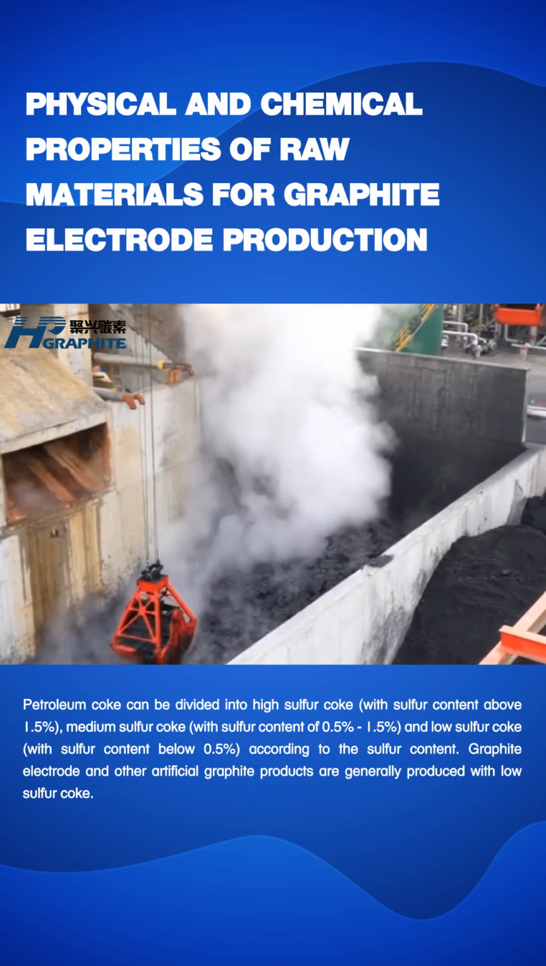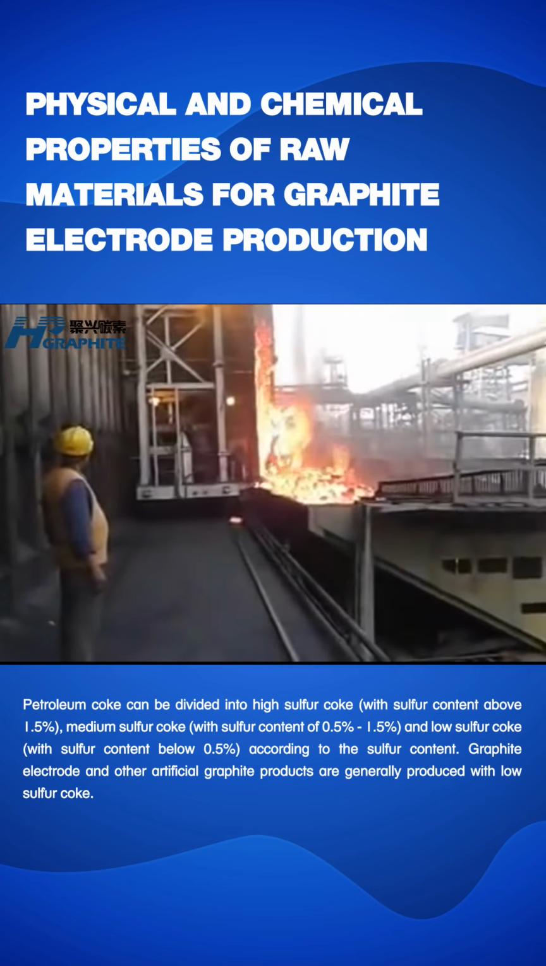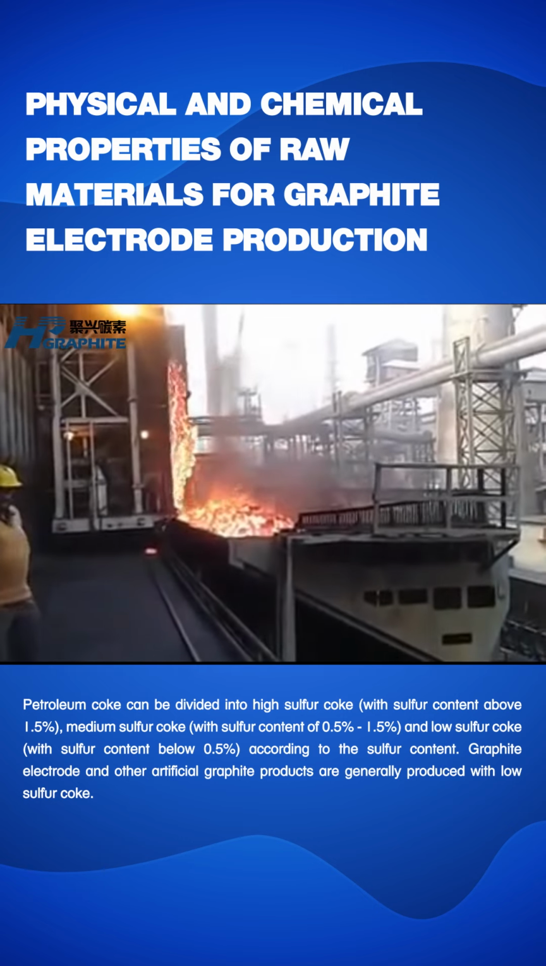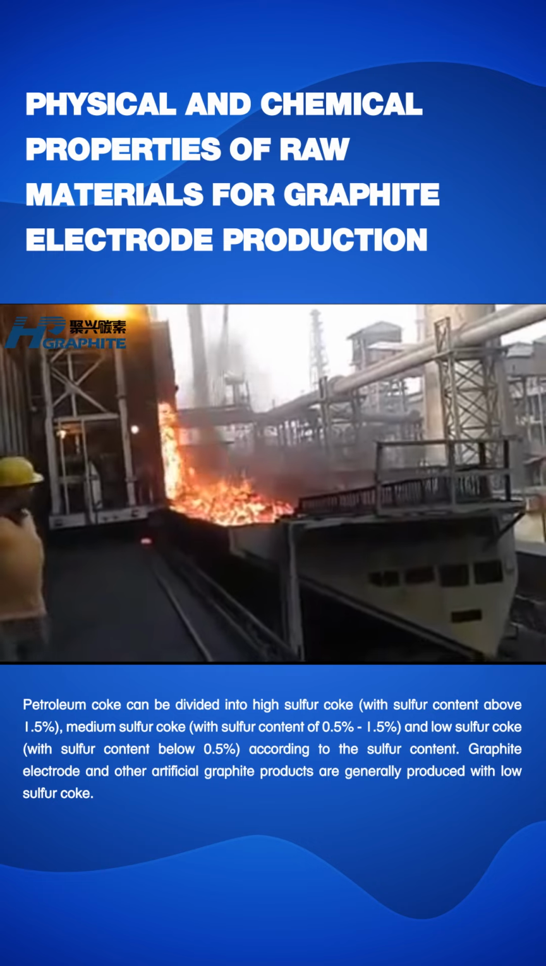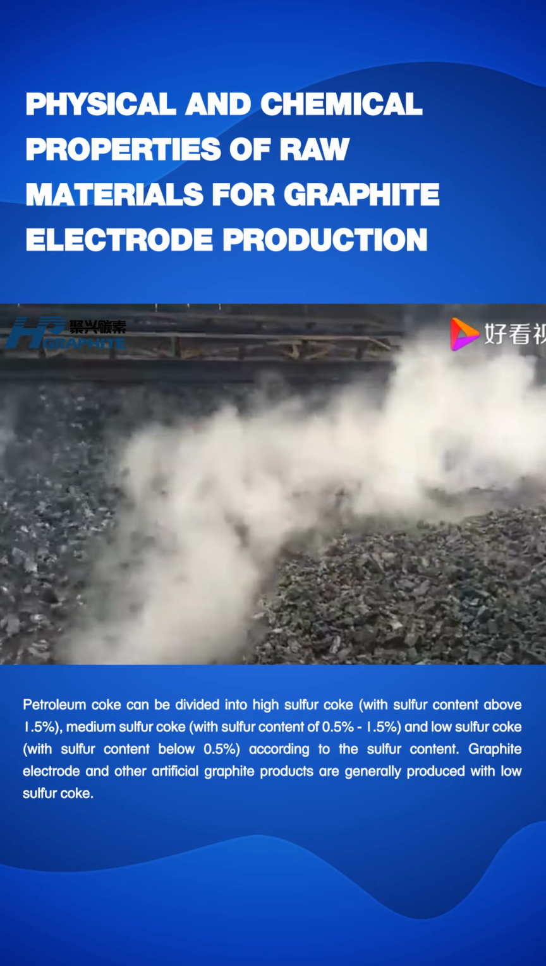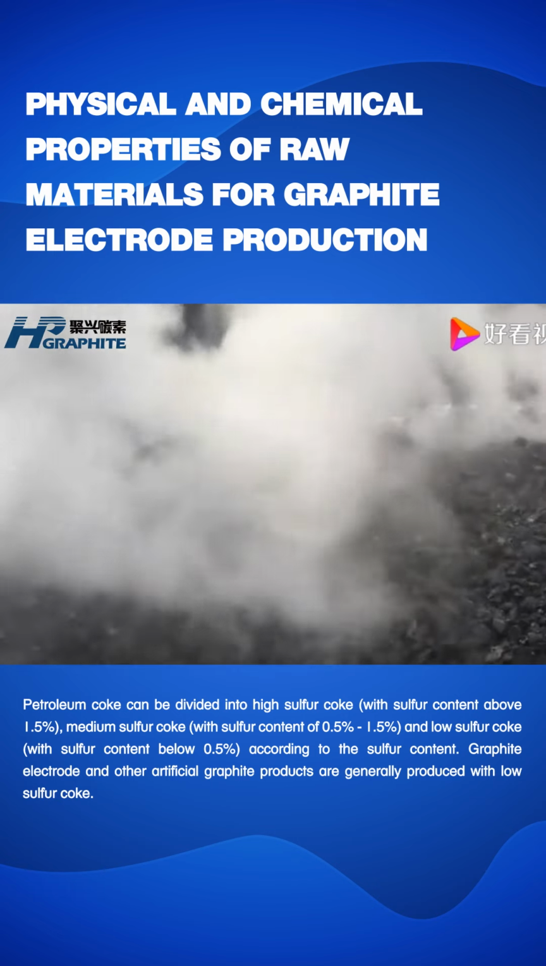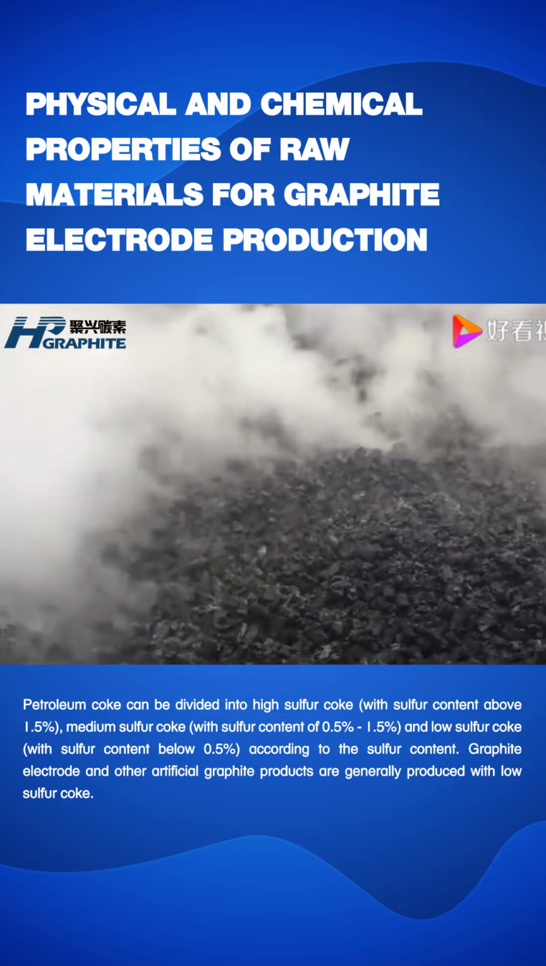Petroleum coke can also be divided according to sulfur content into high sulfur coke, with sulfur content above 1.5%, medium sulfur coke, with sulfur content of 0.5% to 1.5%, and low sulfur coke, with sulfur content below 0.5%. Graphite electrodes and other artificial graphite products are generally produced with low sulfur coke.